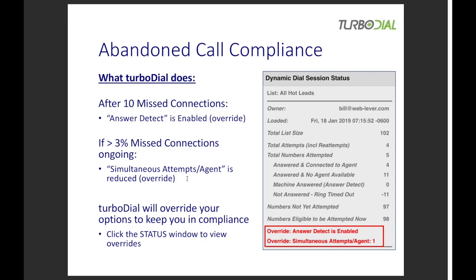So your settings get overridden in order to help you stay in compliance, and you'll be able to open the status window and note in big red labels here if you've got any overrides in effect. TurboDial will show you in your status window right there that some overrides have been applied in order to keep you in compliance. With those overrides, though, you should be able to stay in compliance with these laws.